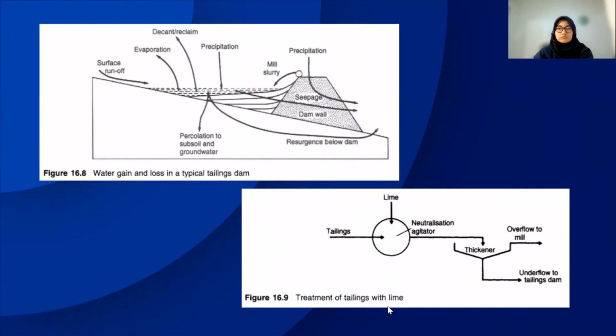So this is the treatment of tailings with lime. This is used to neutralize acids and precipitate the heavy metals as insoluble hydroxides. The treated tailings may be thickened, and the overflow, which is free from the heavy metals, will return to the mill, whereas the underflow will return to the tailing dam.